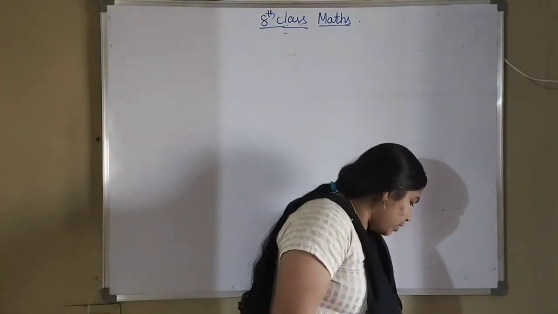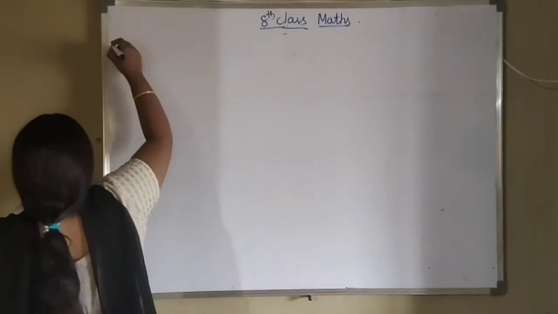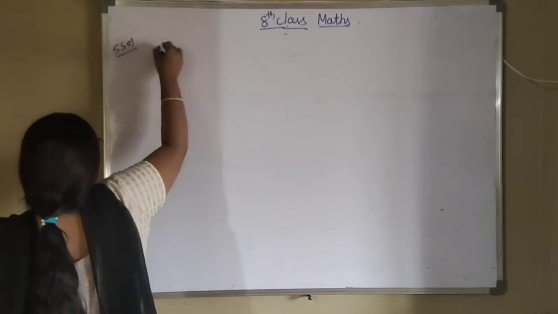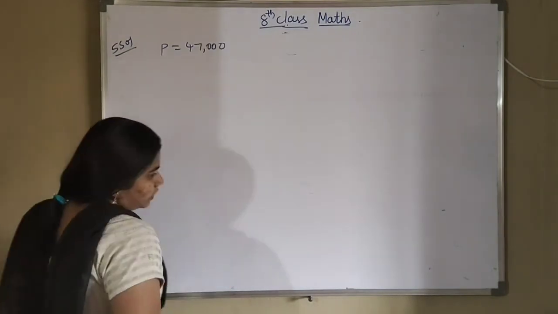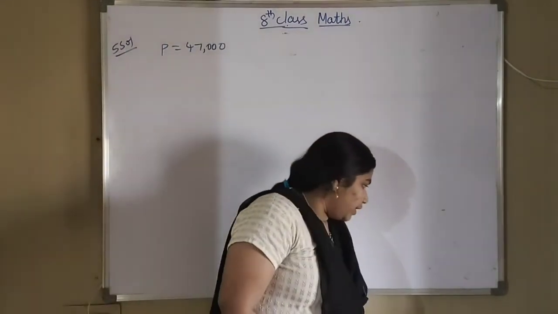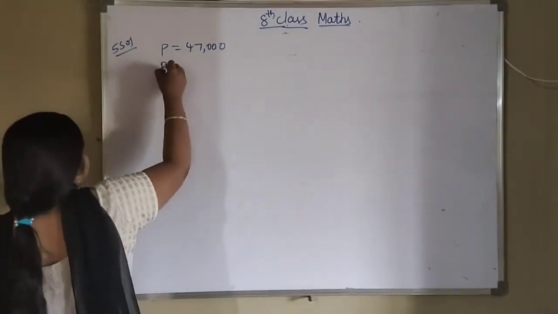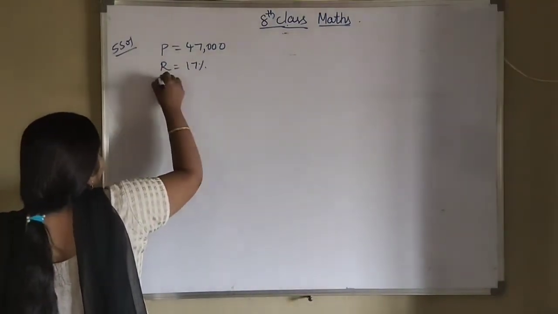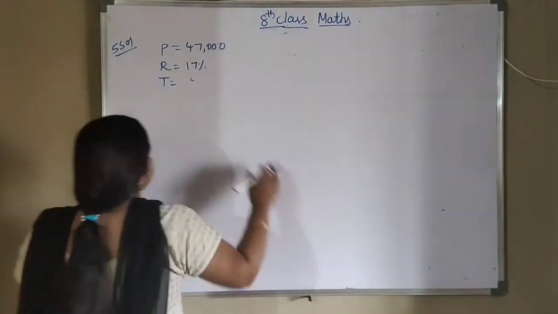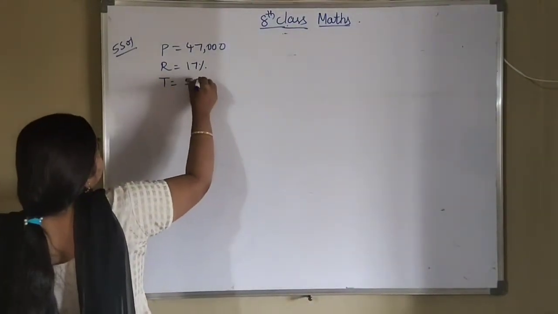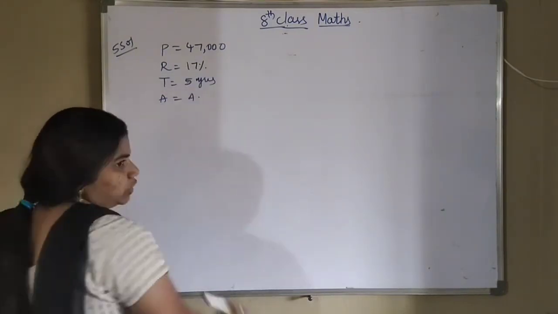So how much amount has she borrowed? That is 47,000. So it will be the principal value. She has borrowed, that means it will be the principal value. That is how much? 47,000. And what is the rate of interest? Rate of interest is 17%. And time is how much? Time is 5 years. Now what do we have to find? We have to find the amount value.